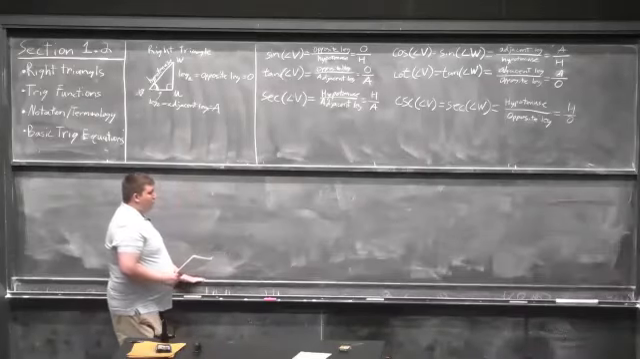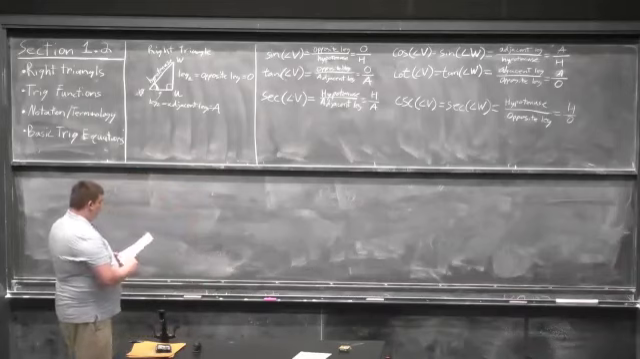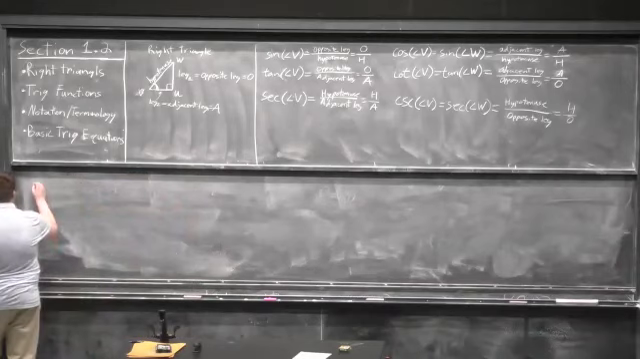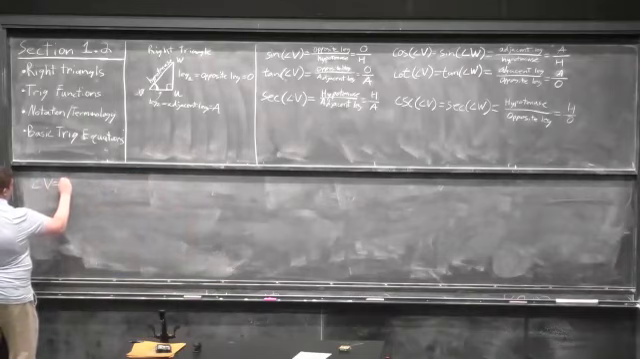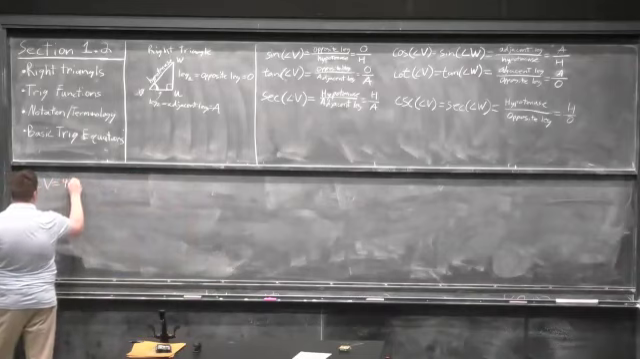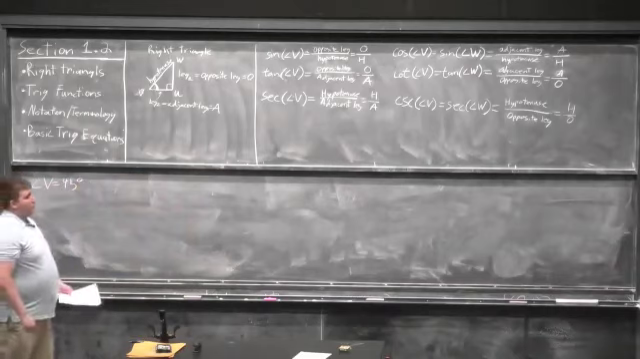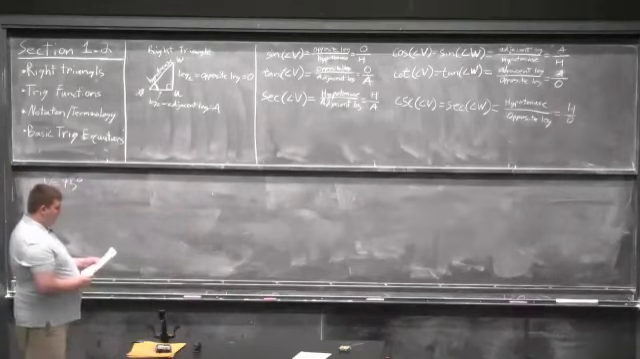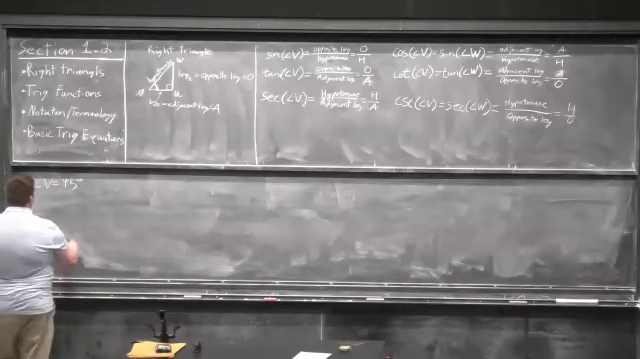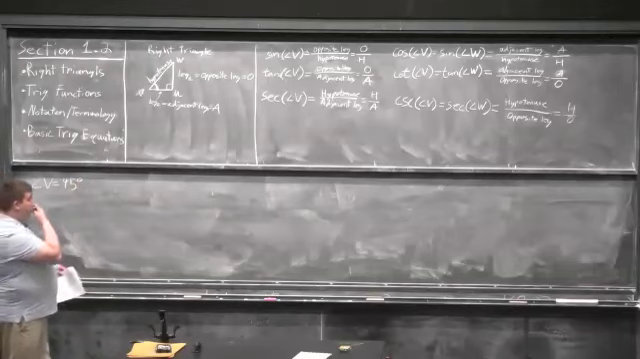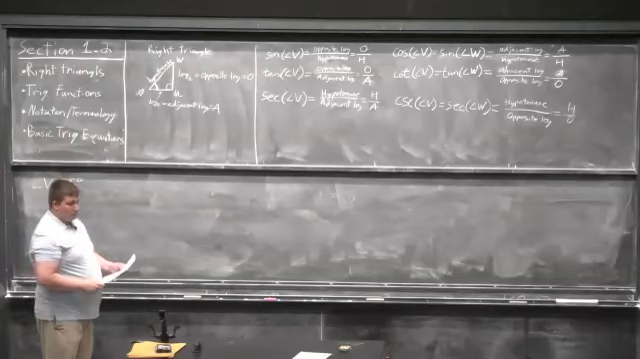So now we're going to look at some specific angles. Let's say that our angle V is equal to, let's say, 45 degrees. All right. So if I was to do this at 45 degrees, we're going to have leg 1 be equal to leg 2.